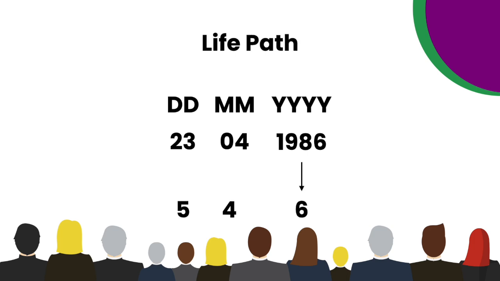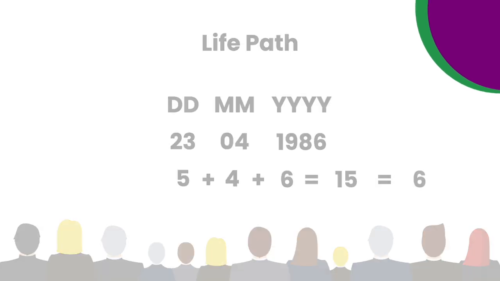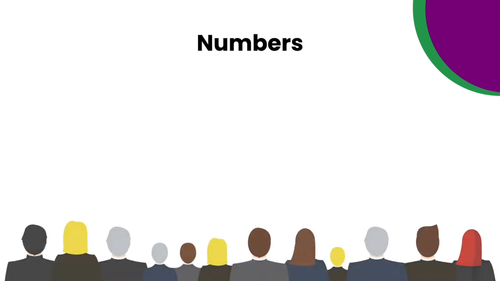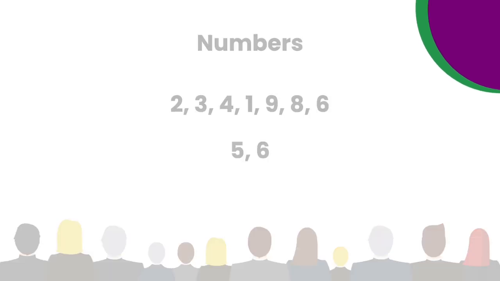For easier calculation, we can always omit the 9s. Like here we have 9, and then 8 and 1, that is also 9. You can just omit it accordingly. So that's 6. 6 plus 4 is 10 plus 5, which is 15. When we reduce this 15, it is 6, which we call the life path number. The numbers we get are 2, 3, 4, 1, 9, 8, 6. In addition to this, we have number 5 and another number 6.